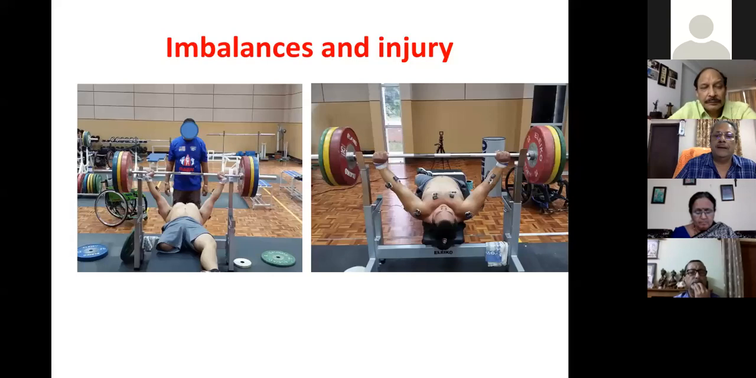So here, we were also seeing the sequence of the lift, how the muscles are contracting in powerlifting. There was a lot of variation in this kind of athletes. Some of them are starting from the pectoral, then the deltoid works, and then the triceps and so on.